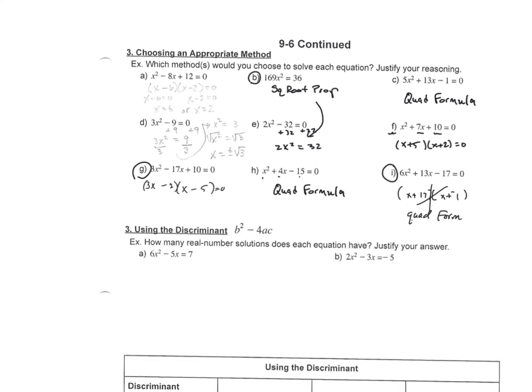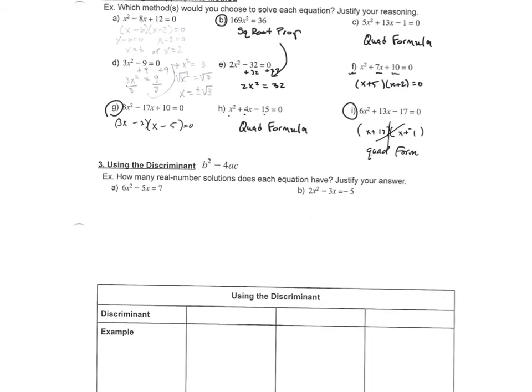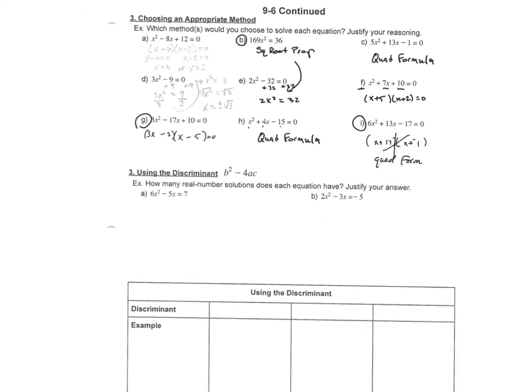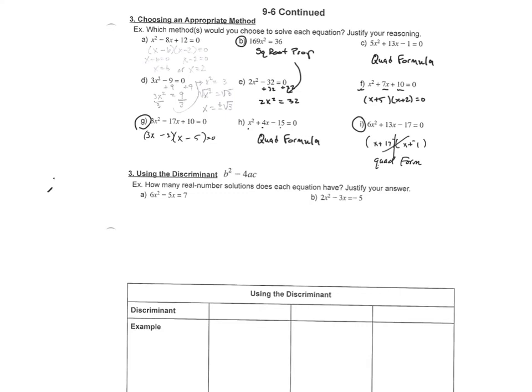Now, as we talk about the discriminant, this discriminant is what is located inside the quadratic formula. Negative b plus or minus the square root of b squared minus 4ac, all of that over 2a. The discriminant is the stuff that's inside the radical, which is right here, and it's going to determine the number of solutions a quadratic equation can have.